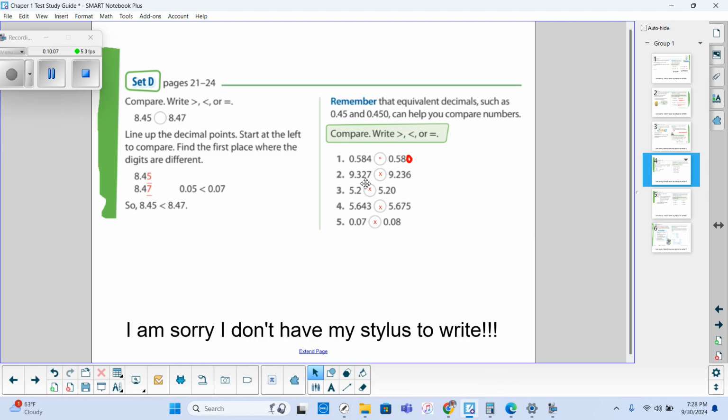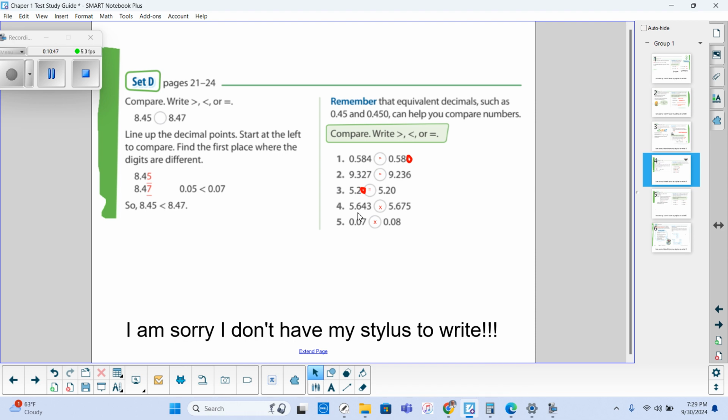Next one is 9 and 327 thousandths versus 9 and 236 thousandths. Well, what's bigger is the 327 versus 236, so once again, that's the bigger number. Here, 5.2 is the same as 5.20, or 5 and 20 hundredths, versus 5 and 20 hundredths. These two numbers are equal to each other, so we would say that these two are equal.